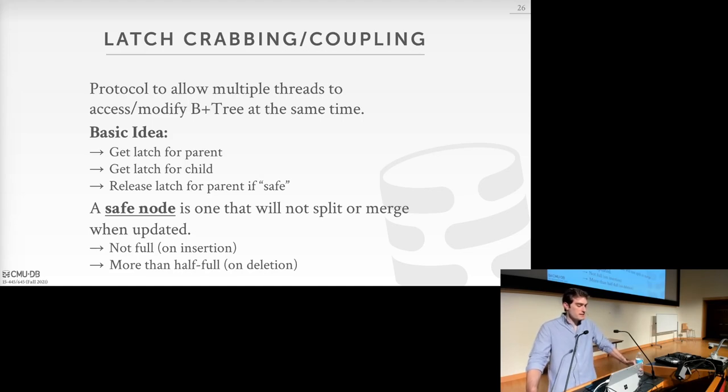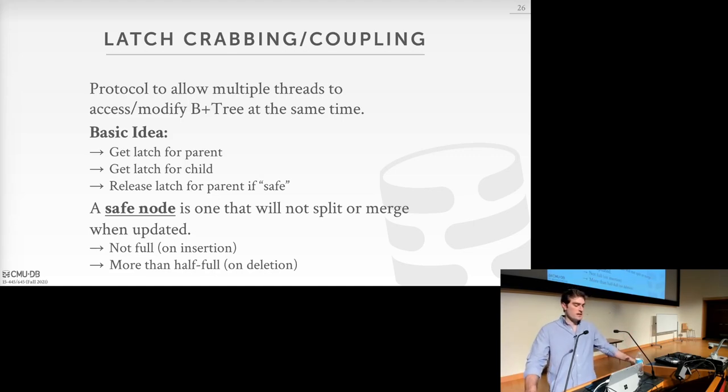So the basic idea of the algorithm is that for each node in our traversal, we're going to get a latch for its parent, we're going to get a latch for the child, and we're going to release the latch only if the parent is safe. So what does safe mean? Specifically, a safe node is one that we know is guaranteed not to split or merge based on the update that we're going to make. So if we're going to do an insertion or a deletion of a particular key in a node, we can call that node safe if we know that our insertion or deletion can't possibly trigger some kind of rebalancing or reorganization.